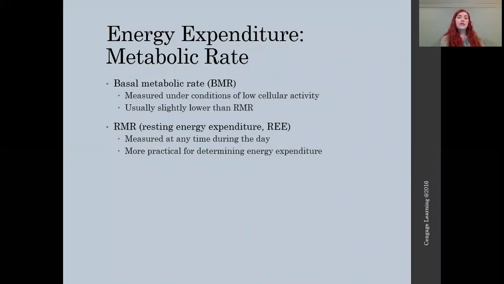So in terms of metabolic rate, we have basal metabolic rate as well as resting metabolic rate. Both of these can kind of be used interchangeably. They essentially measure the same thing. However, basal metabolic rate focuses more on conditions of low cellular activity, whereas resting metabolic rate is measured at any time during the day. So it's typically more practical for determining energy expenditure.